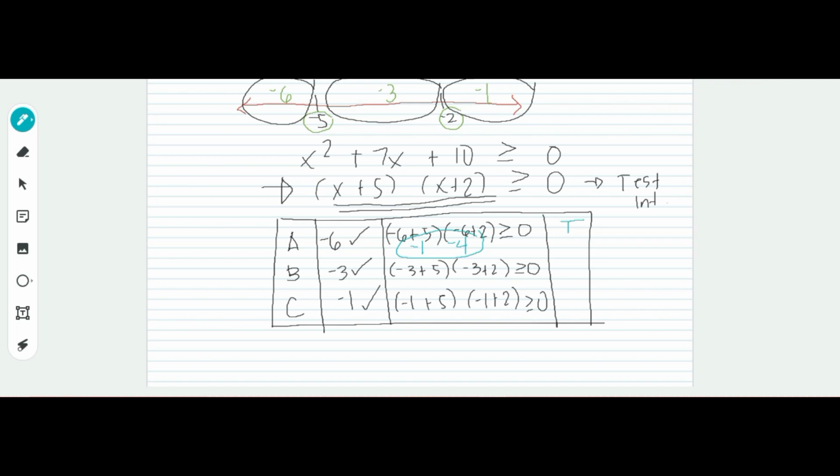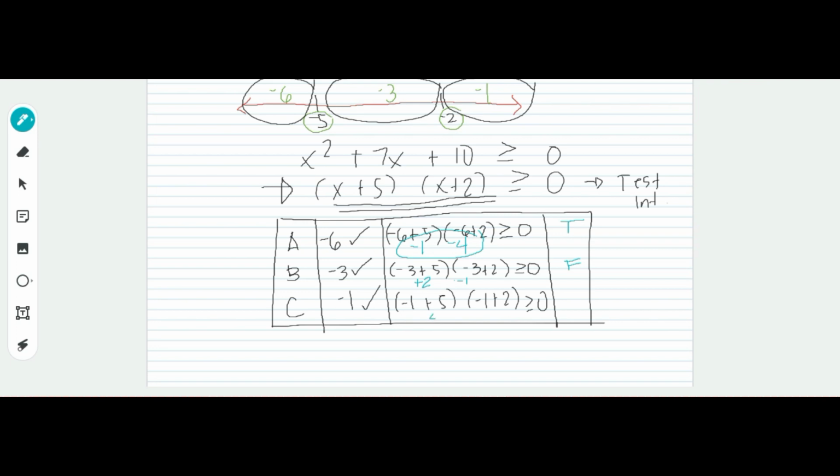So that's true. Here also on the next one, the second one, we have negative 3 plus 5, that's positive 2, that's positive. And then negative 3 plus 2, that's negative 1. So negative times positive is negative. So all negative numbers is not greater than 0. So this is false. Diba? So, diba, pag minultiply natin yung 2 and negative 1, it's negative 2. Negative 2 is not greater than 0. So, that's false.